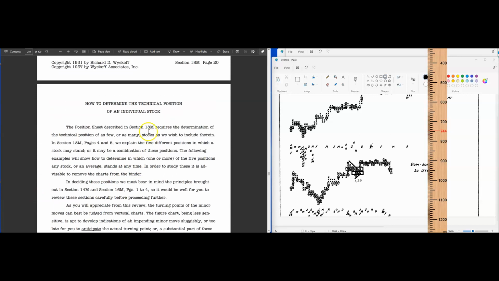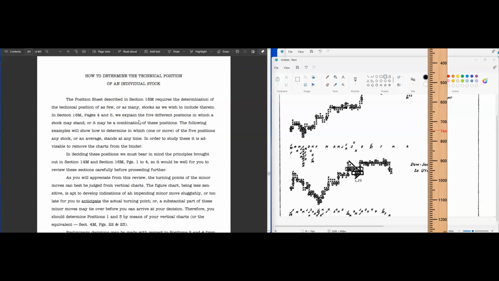All right, so we're at how to determine the technical position of a stock. Okay, this is extremely important. I'll go over this next one. You have to pay very close attention to this because this is really important in how we're going to evaluate all of that, the turning points and all that. All right, so we're up to this.